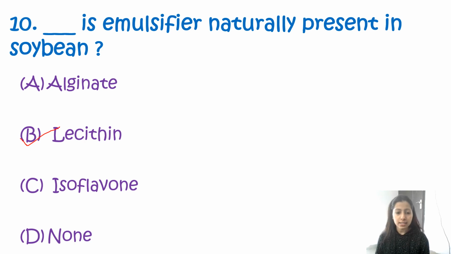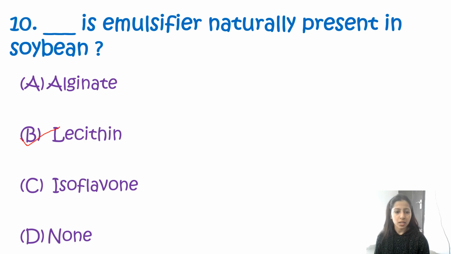Actually, lecithin is a natural emulsifier. It is found in eggs, soybeans and other food items, and it is used as a food additive to stabilize mixtures during processing. Option A, that is alginate. Alginate is a natural polysaccharide which is extracted from algae or bacterial cells. It is extracted from brown algae actually and other bacterial cell walls.